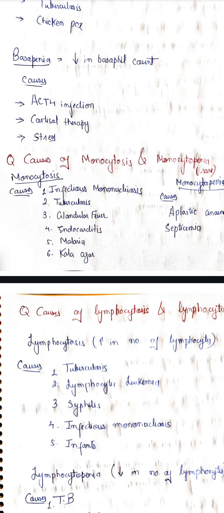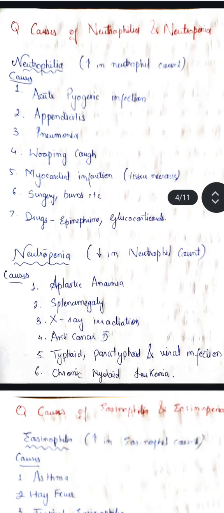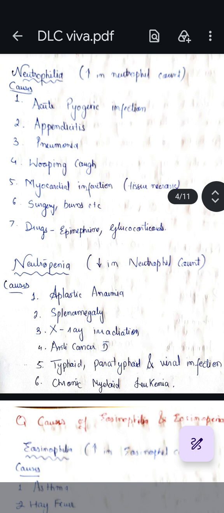Now, causes of monocytosis and monocytopenia. Monocytosis will be seen in infectious mononucleosis, tuberculosis. Tuberculosis we have also seen in basophilia. So glandular fever, endocarditis, malaria, and kala-azar. So here itself, you can do the DD of pyrexia of unknown origin.